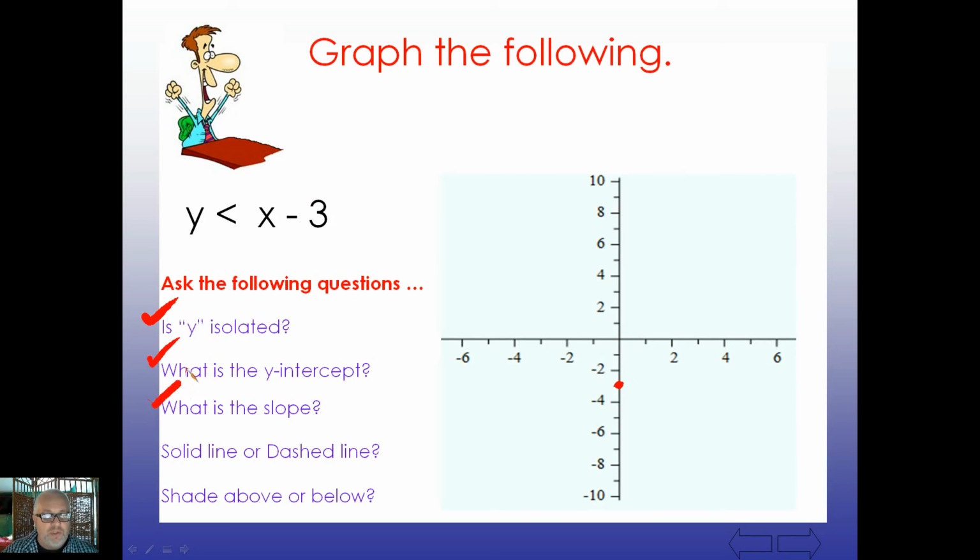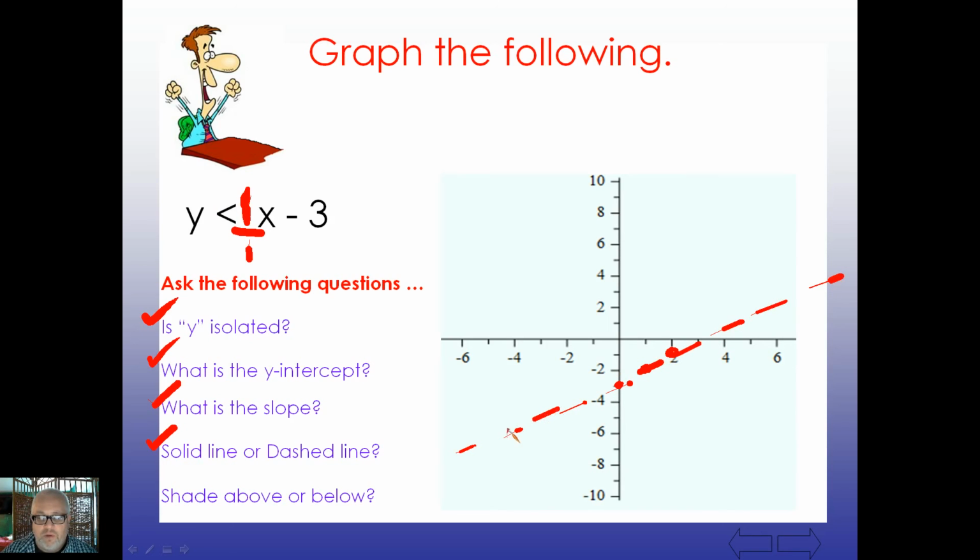What's the slope? Looks to me like the coefficient of x is 1, so it's going to be up 1 over 1. Remember that the slope is this number right here, 1. And it's rise over run, 1 over 1. And now, solid line or dashed? Looks to me like I've got a strictly less than, so it's going to be a dashed line. So instead of having a solid line, I'm just going to break it up like this.